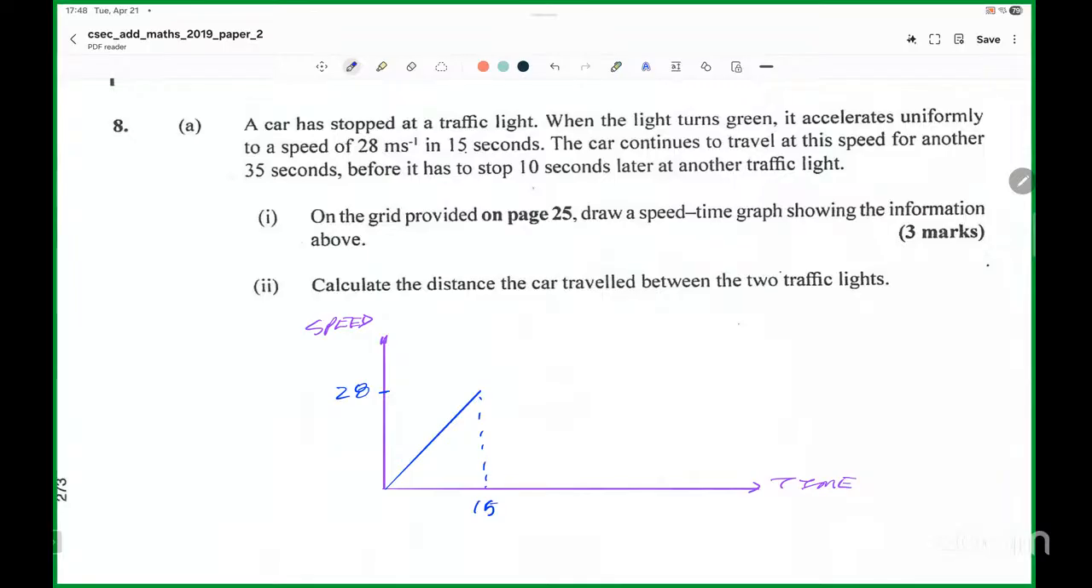The car continues to travel at this speed for another 35 seconds, so just hold that speed for 35 seconds. 35 on top of 15 is how much? 50, right? For another 35 seconds, it reached 50. And then 10 seconds later, it had to stop at a stoplight. So it stops sharply at a stoplight down here, another 10 seconds. That's a speed time graph.